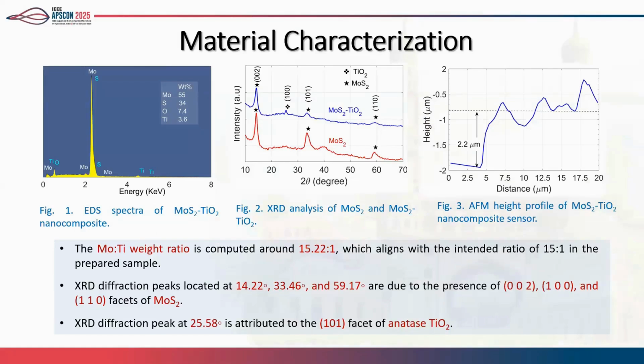So here is the material characterization result. We performed EDS analysis to check the prepared MoS2 and TiO2 concentration. We prepared a 15:1 Mo to Ti weight ratio, and it is found to be nearly the same after the EDS analysis. We performed XRD analysis to confirm the presence of MoS2 and TiO2 in the developed sensor. We also measured the thickness of the sensing layer, and it is around 2.2 micron using the AFM technique.